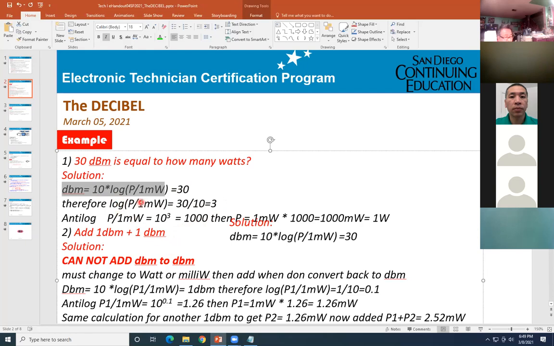On this side, you get P over 1 milliwatt equal to 10 to the power of 3, which equals 1,000. Then P will be equal to 1 milliwatt times 1,000, which is 1,000 milliwatts, or equivalently 1 watt. Okay? You get that?